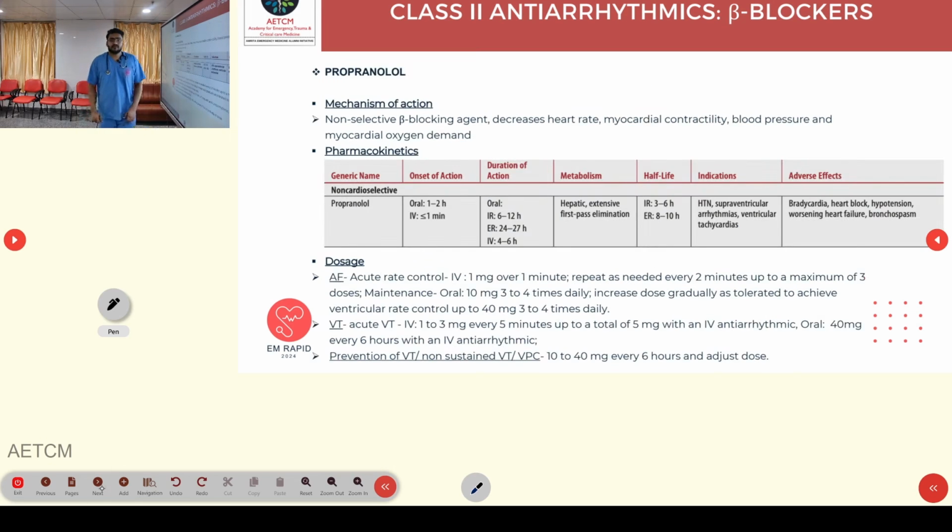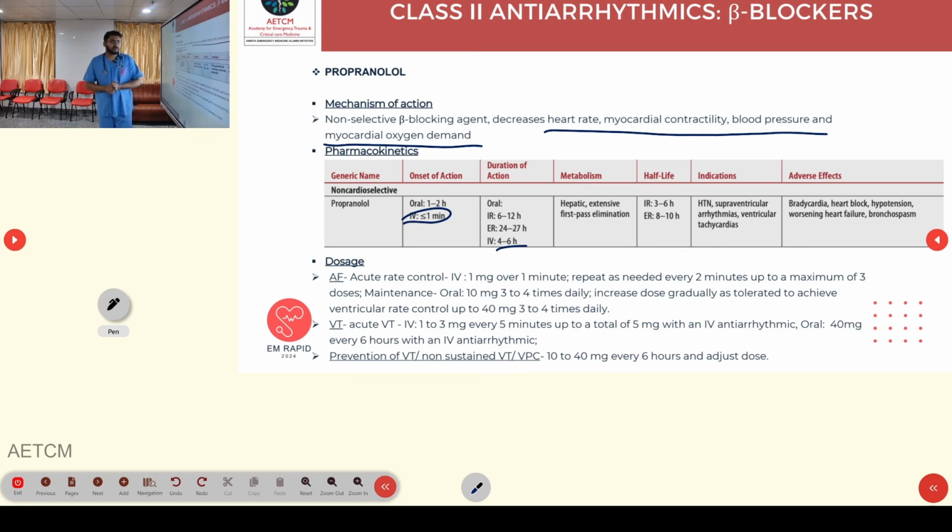And coming to the drug propranolol, which is a non-selective beta blocking agent, it reduces the heart rate, myocardial contractility, BP, and the myocardial oxygen demand as well. Pharmacokinetics: orally the onset of action is within 1 to 2 hours, and in IV it's rapid, with action in less than or equal to 1 minute. The duration orally is around 6 to 12 hours, and IV it's around 4 to 6 hours.